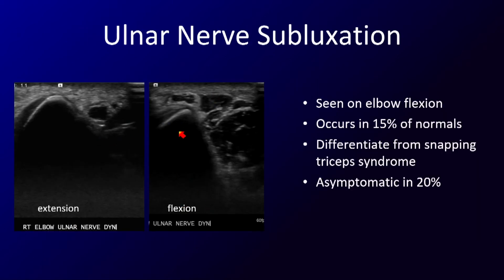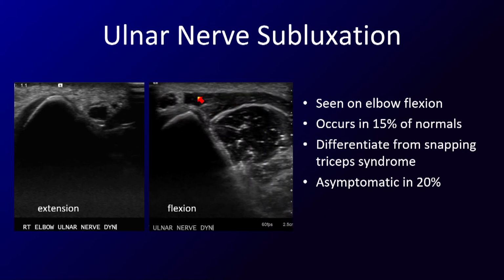As shown earlier, the ulnar nerve may also sublux, so I'm going to move forward. And, you know, it's very important to check that when you're seeing a subluxing ulnar nerve, if you're going to notify the surgeon, you might want to also check for a snapping triceps. You don't want him to transpose the nerve and still not relieve the symptoms of snapping.